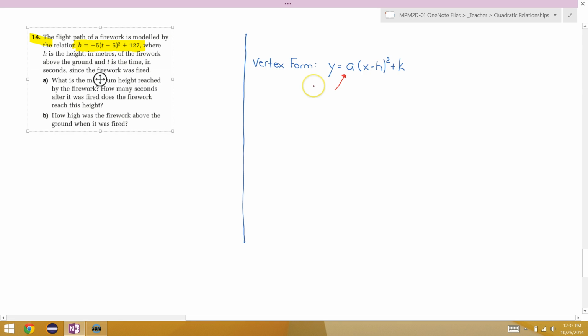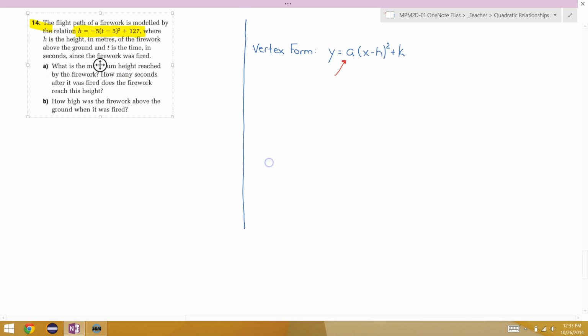You know a. a is what's called the vertical stretch factor. A little bit of exploration here is that if a is greater than 0, it opens up, and if a is less than 0, it opens down.